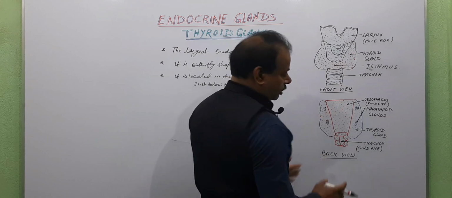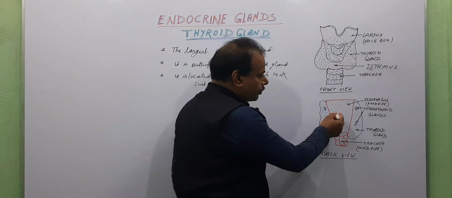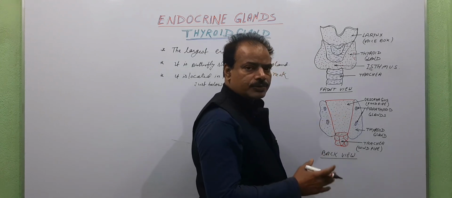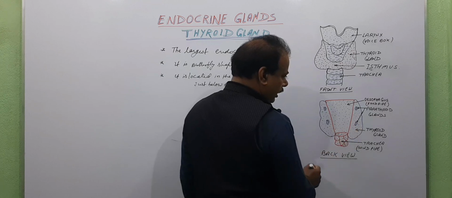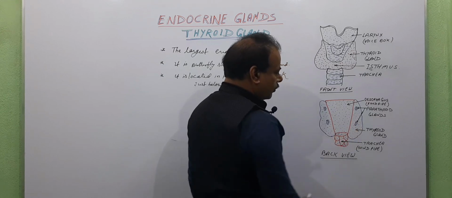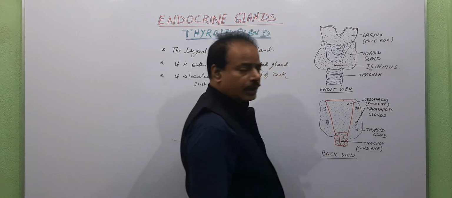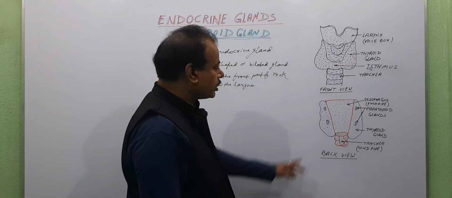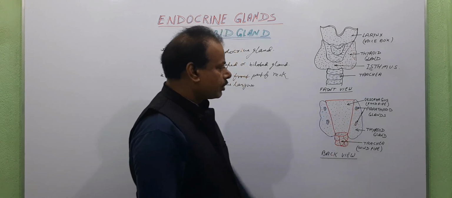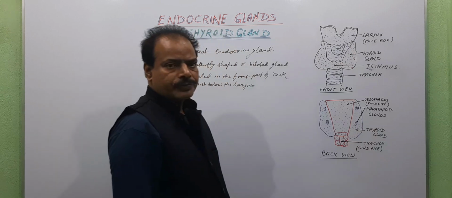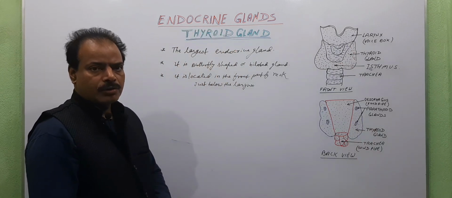Here we can see the back view of thyroid gland. This one is the esophagus, which is also known as food pipe, and it is thyroid gland, and this one is the trachea or windpipe. Here on the back side of thyroid gland, there are 4 circular spots located, and these circular structures are known as parathyroid glands. Parathyroid glands secrete parathyroid hormones.